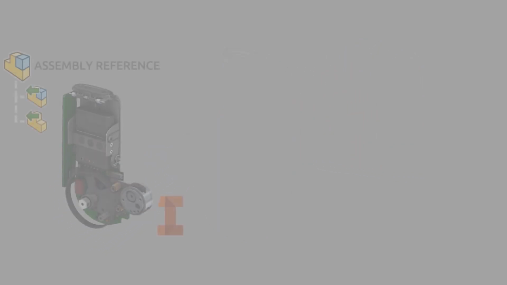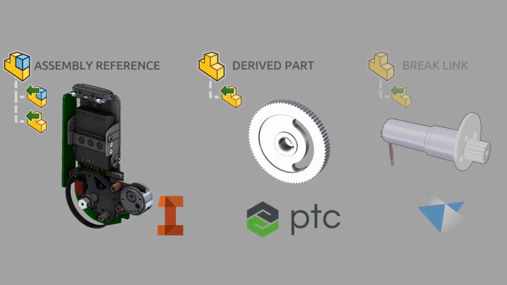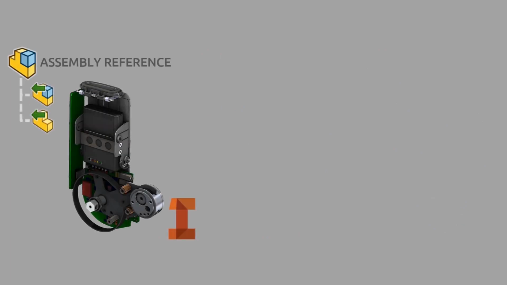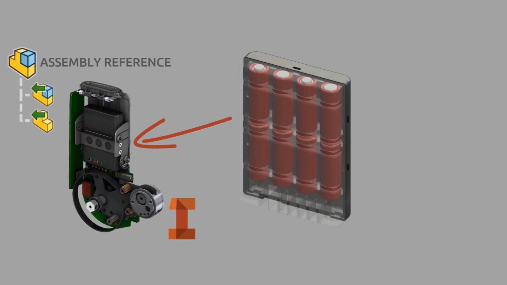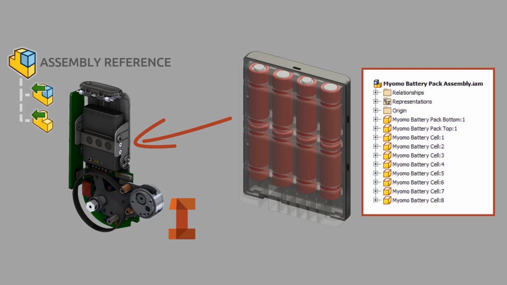Let's take a look at 3 different workflows to show just how flexible working with third-party CAD data is with 3D Interconnect in SOLIDWORKS. The first workflow focuses on using 3D files in a SOLIDWORKS assembly as if they were just another SOLIDWORKS file, and is probably the most commonly used method of leveraging 3D Interconnect. In this case, a battery pack assembly was designed in Autodesk Inventor, and we need to incorporate it into the Myomo control module, designed in SOLIDWORKS.